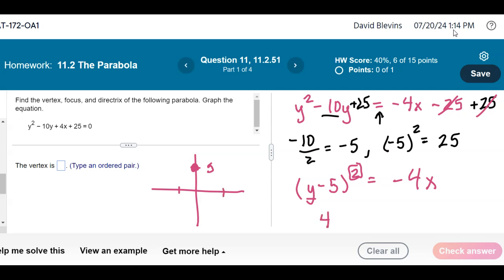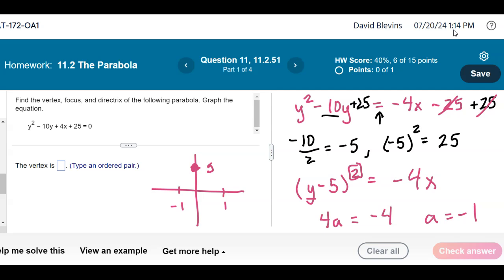Remember, it's always 4 times some number equals the number in front of the variable that's not being squared. So in this case, it's a negative 4 in front of the x. That implies a is negative 1. So 1 unit to the left will be negative 1, and 1 unit to the right will be 1.